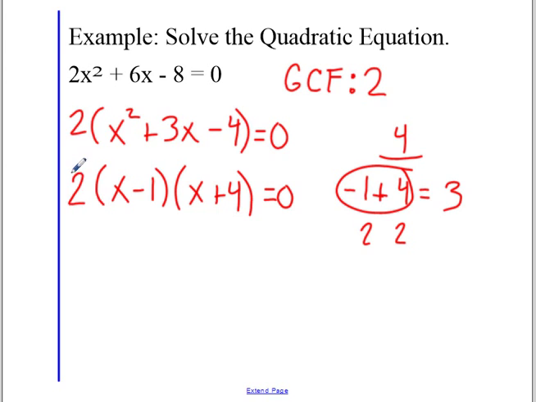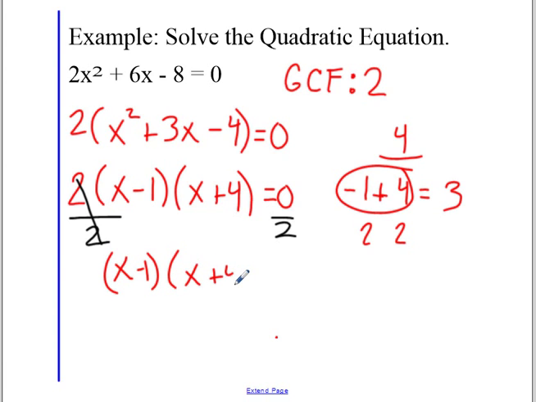Now I do want to make sure this 2 goes away, but that's a very simple, quick step. That step is just to divide by 2 on both sides. 0 divided by 2 doesn't actually do anything. It still says 0. So now I have x minus 1, x plus 4 equals 0. Let's write down our two little mini problems. X minus 1 might be the part that creates the 0 that multiplies to equal 0. Or maybe x plus 4. Maybe this part is the 0 that multiplies to make 0.